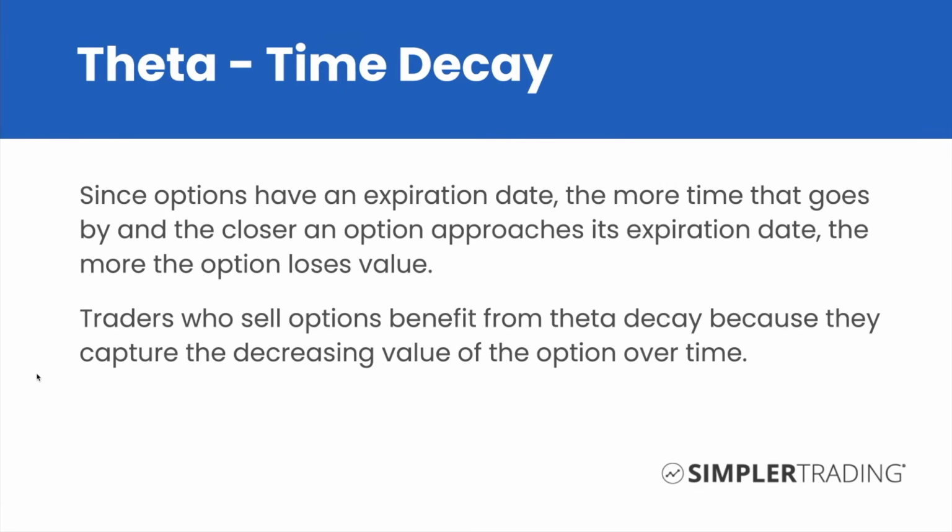Next, we're going to talk about theta. Theta is the same thing as time decay. Since options have an expiration date, the more time that goes by and the closer an option approaches its expiration date, the more the option loses value. So the closer you are to your expiration date, the faster your theta is going to decay. Traders who sell options, however, benefit from this theta decay because they capture the decreasing value of the option over time.